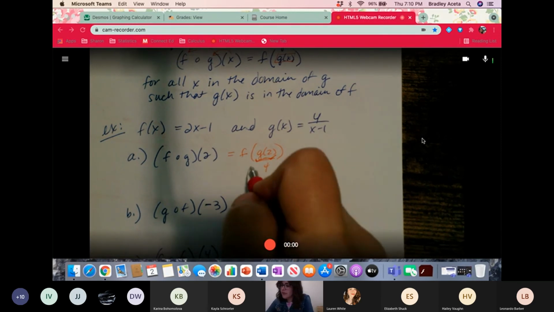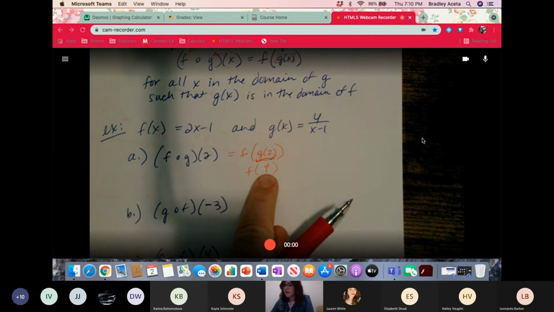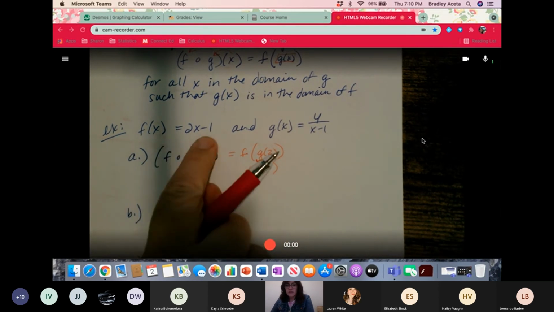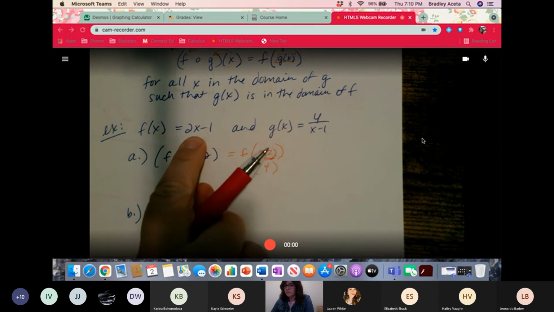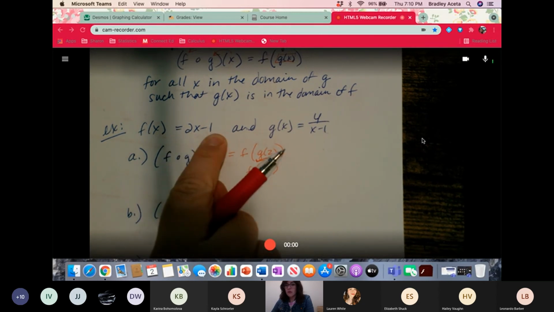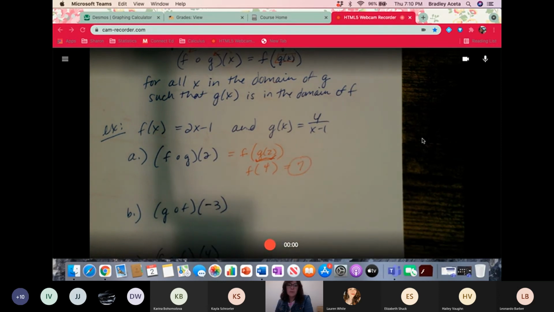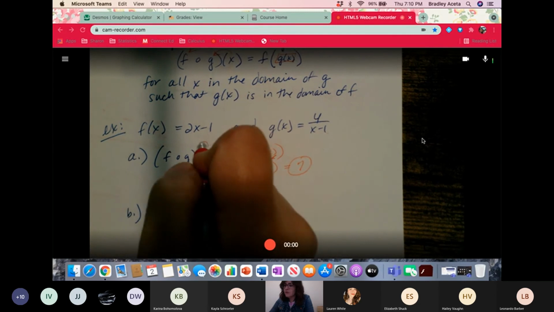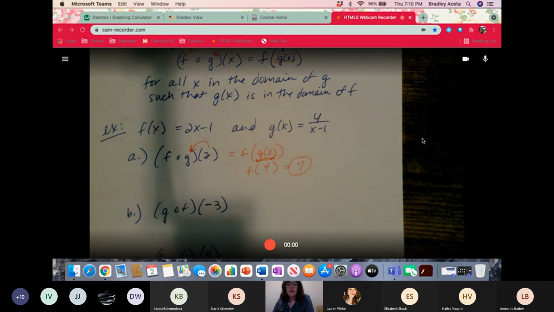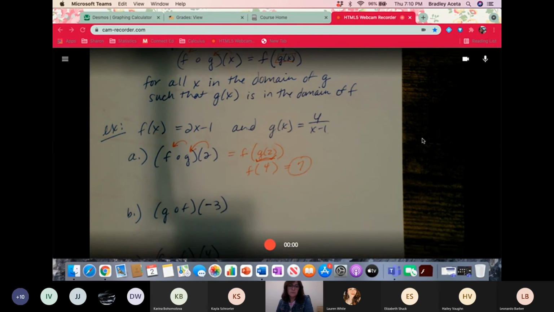Now you're going to take the f of 4. You're going to plug 4 into the f function right here. So 4 times 2 is 8. 8 minus 1 is 7. That would be the f o g of 2. So the 2 goes into the g, and then that answer goes into the f.